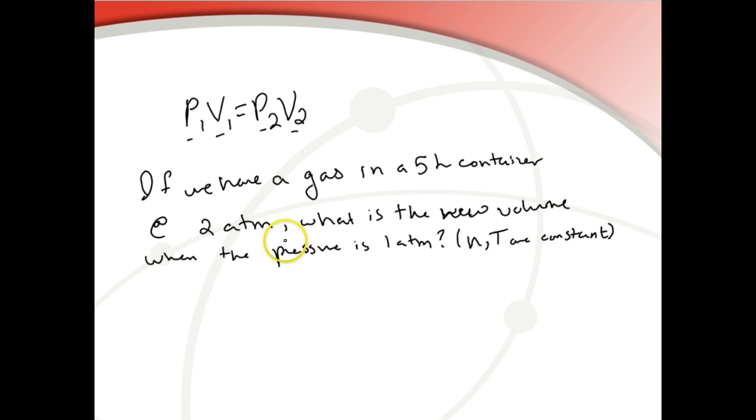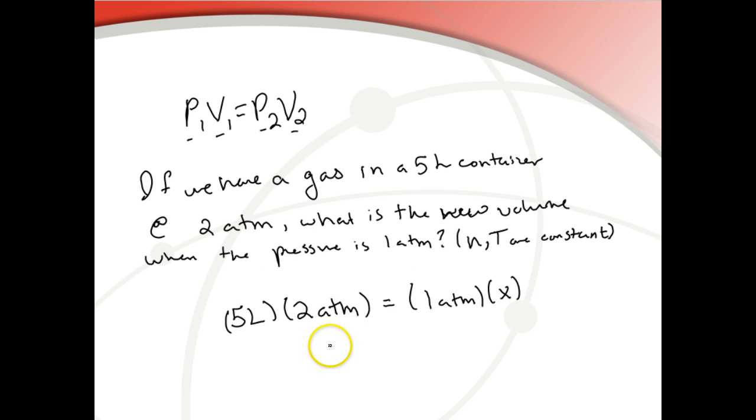Alright, so we've got a 5-liter container at 2 atmospheres, and our new pressure is 1 atmosphere, and we want to know what the new volume is. Well, we don't actually have to do any math here, because if the pressure decreases by half, that means the volume has to increase by 2 times, double. So my new volume is 10 liters. Pretty straightforward.